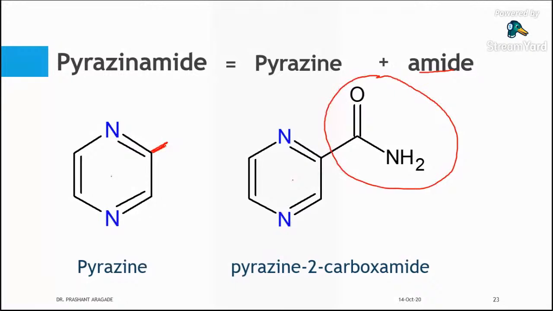So either you can add here, here, here, or here. Another trick is that you can add the amide functional group anywhere in the ring. Just don't add it on this nitrogen.